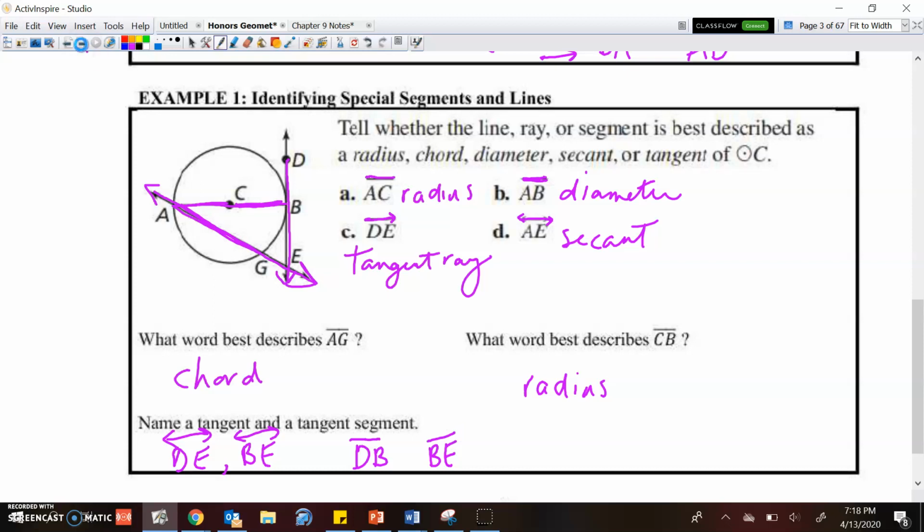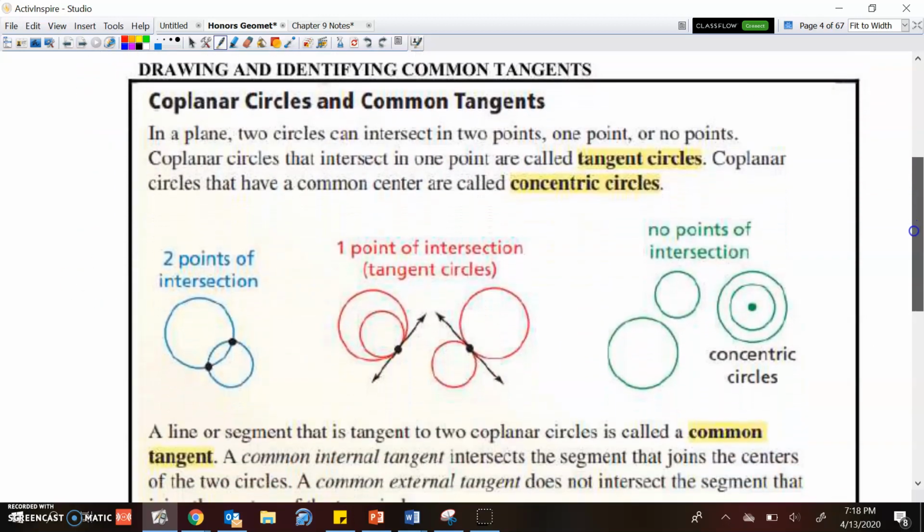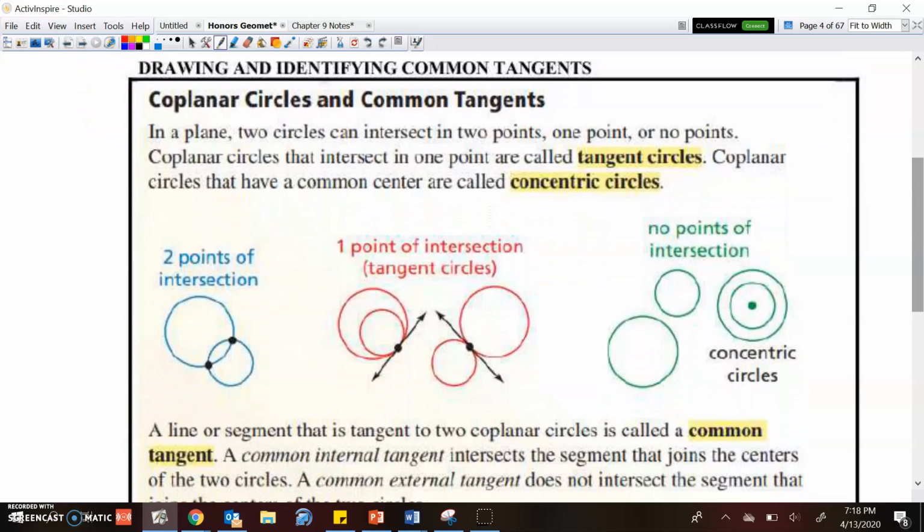All right, we're going to move on. Next page. Now, if it's okay, I'm going to skip this for right now. I want to focus mainly on some of the new parts. So, drawing and identifying common tangents.